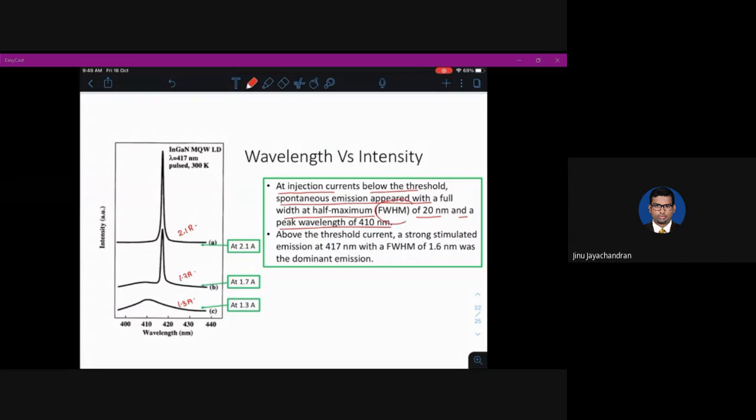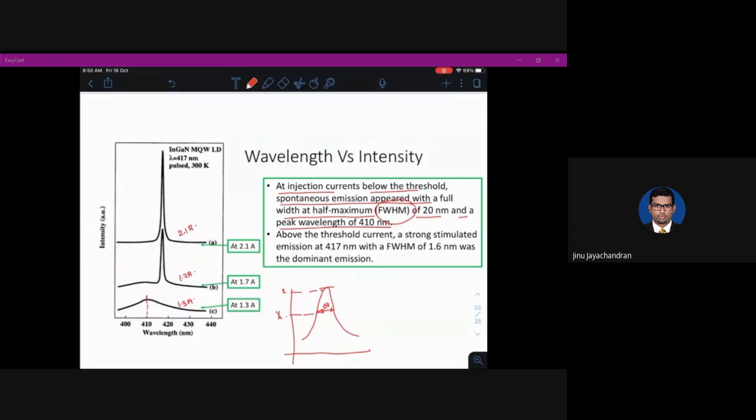Actually, this FWHM we have already seen. This is the line broadening spectrum. This is the line width we have seen, which is delta nu. This is actually the full width at half maximum. This is the full width, and this is half of the maximum value, this is 1 by 2. This is called full width half maximum. So below the threshold, the full width half maximum is around 20 nanometer at a peak wavelength of 410 nanometer, which is very low.